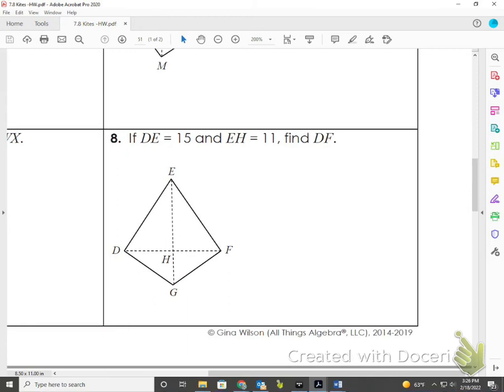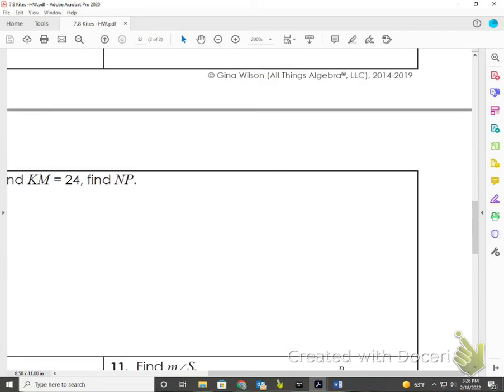D to E is 15, E to H is 11, find D to F. Well, we can use 15 squared minus 11 squared to find D to H, double that, and there we go.